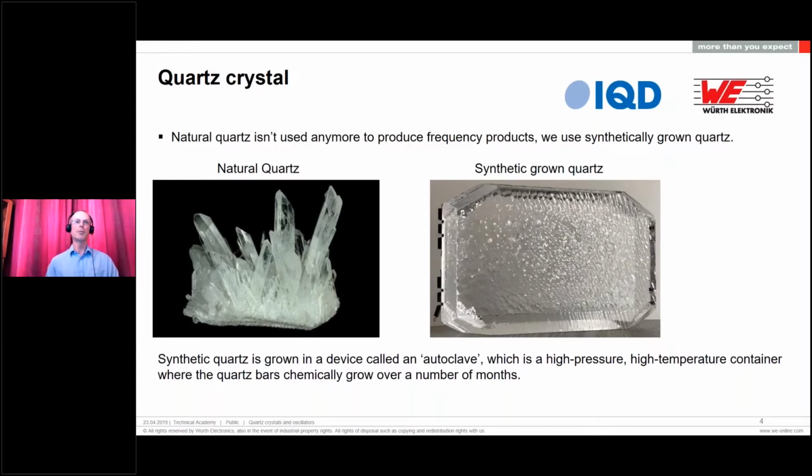As you can see from the two photographs, the photograph on the left is of natural quartz. It's the sort of thing you would see in perhaps a jeweler's. The photograph on the right shows synthetically grown quartz and how it comes out of the autoclave. The natural quartz, as you can see, is quite what we call milky colored, and it has lots of impurities which we don't want. And so nowadays we grow the quartz as per the picture on the right. It's very, very pure, which is what we need.